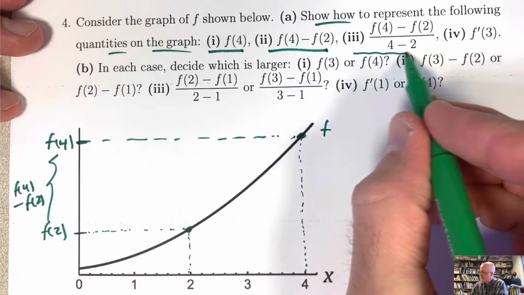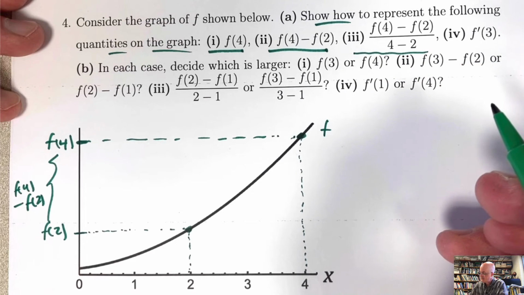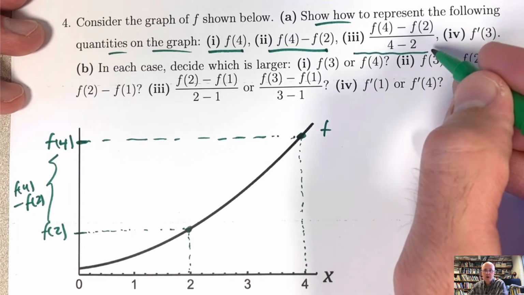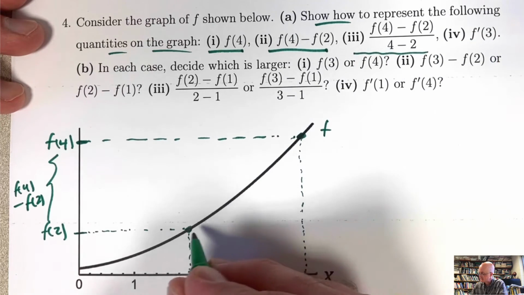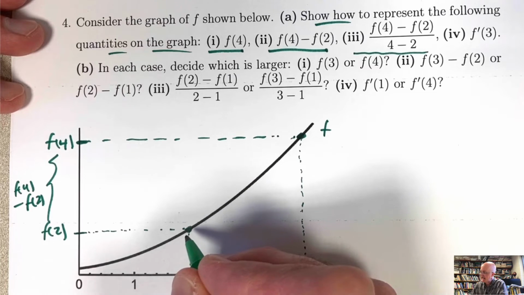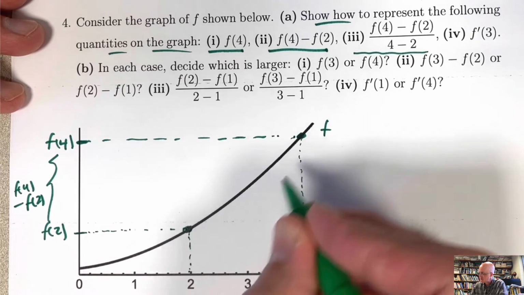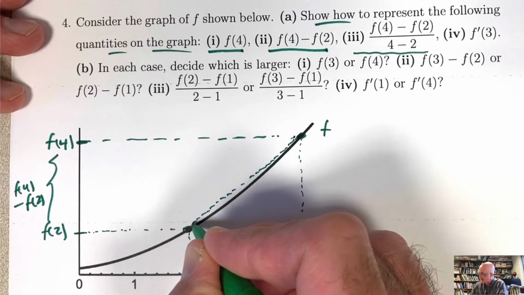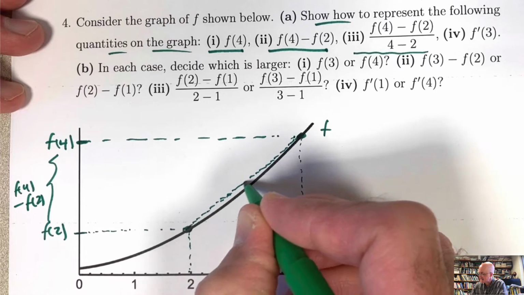Number 3, f of 4 minus f of 2 all divided by 4 minus 2. That's a rise over a run. That's a slope. What's it the slope of? Well, not the curve itself, but the secant line to the curve connecting these 2 points. I could draw the secant line like this. That's not a tangent line, it's a secant line connecting 2 points.